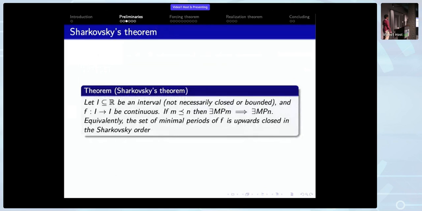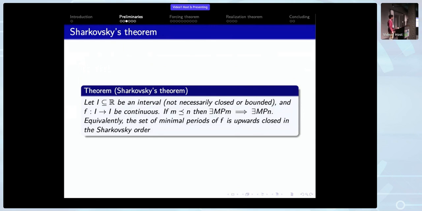So Sharkovsky's theorem actually says, let's say I've got an interval, not necessarily closed or bounded. If you like, you could just pretend I is the whole set of real numbers. But the theorem will actually work for any interval. So I've got a function defined on a real interval, and it's a continuous function. Then if I have a point of minimal period m, and m comes before n in the Sharkovsky ordering, then there is also a point of minimal period n.